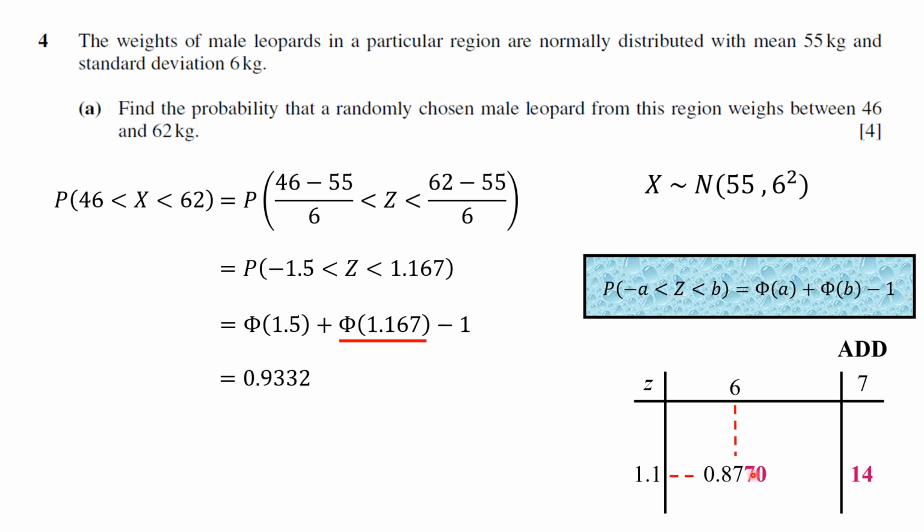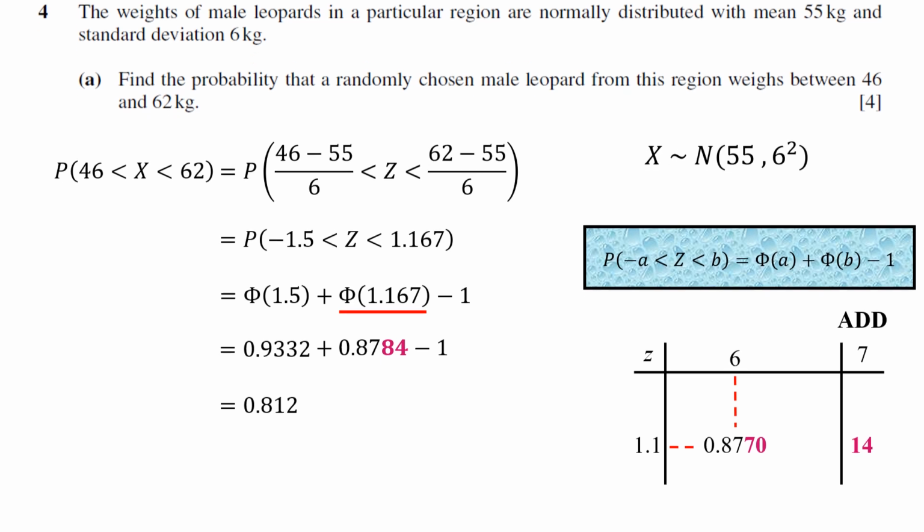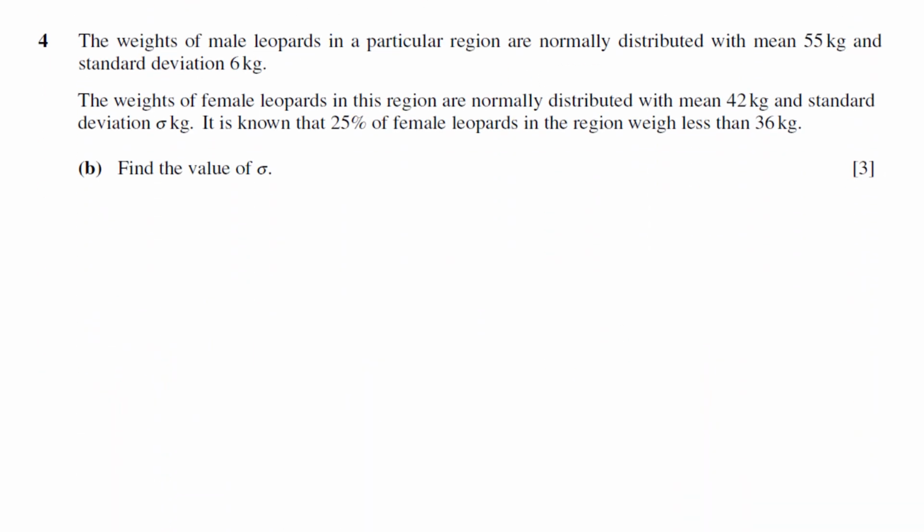And the last thing we're going to do is to add 70 and 14, and that will give us an answer of 0.8784. Subtract this one here, and that will be simplified into 0.812. On to the next question.